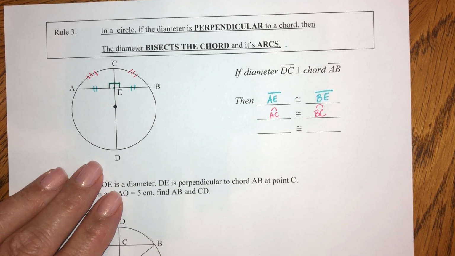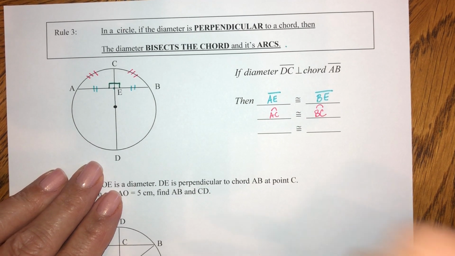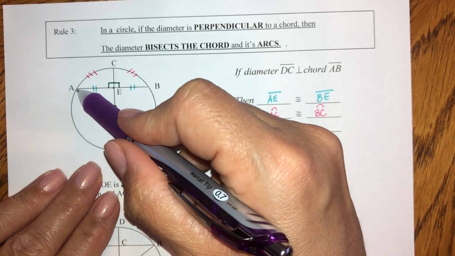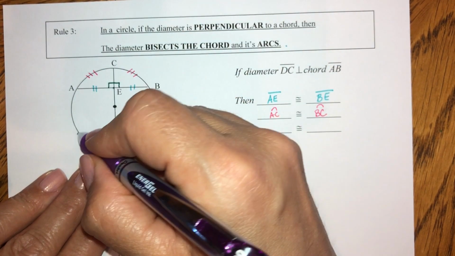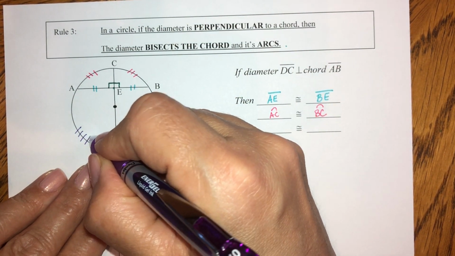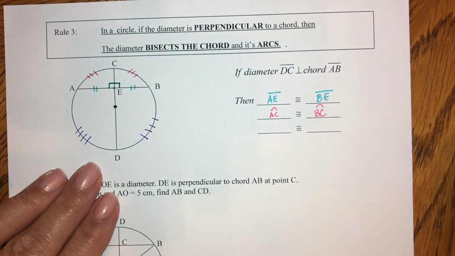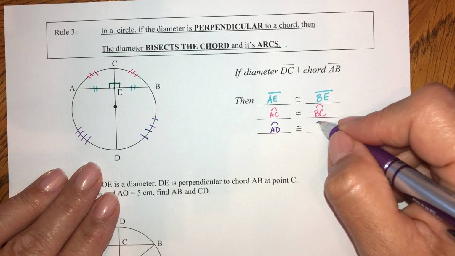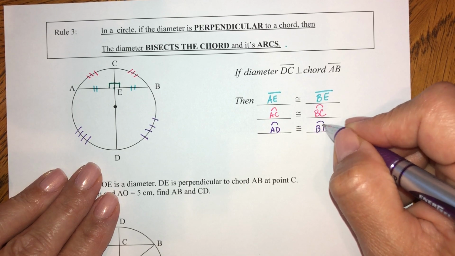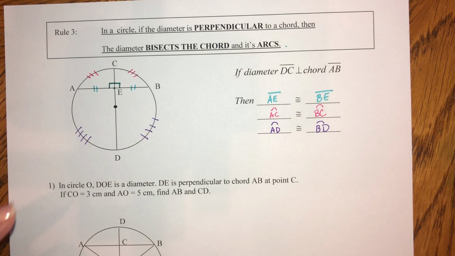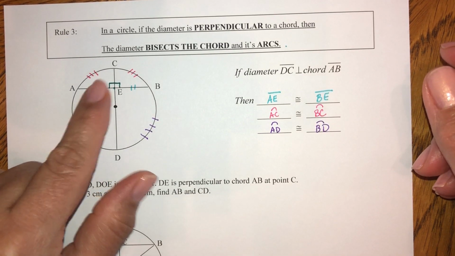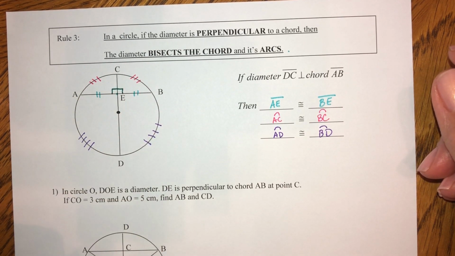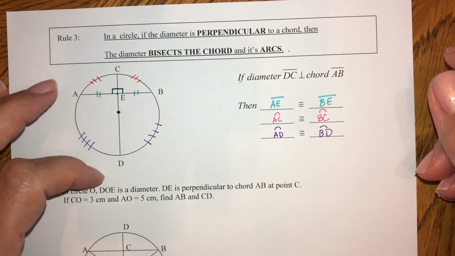In addition to that, I can look at the other arc, the arc that this chord is leaving below it, this great big gigantic arc down here from A through D over to B. In that case, this arc on this side would be congruent to this arc on this side. So arc AD is congruent to arc BD. Now, probably not surprisingly, the piece of this that we end up using the most is the first little piece of information, that the chord itself is actually bisected. But it's worthwhile to know that the arcs are bisected as well.